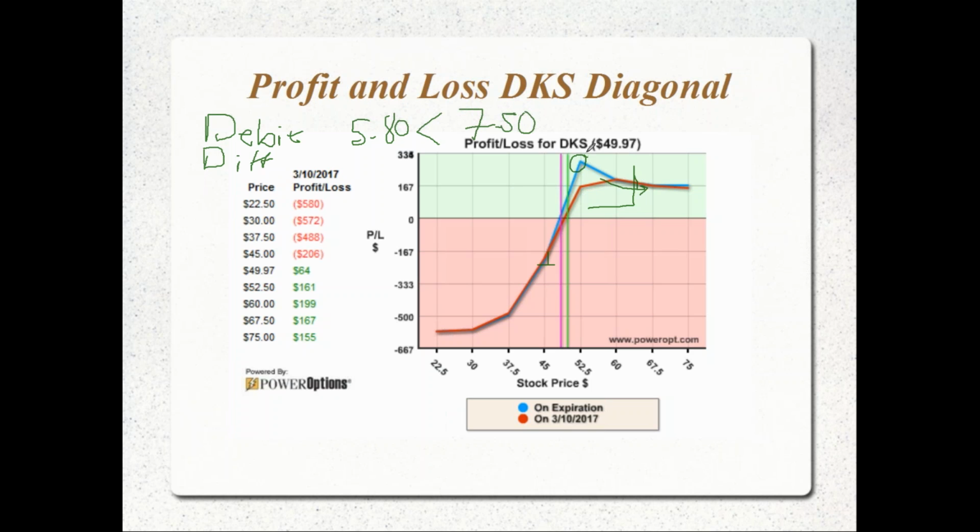Why? Well, it's because the delta here is going to 1. And this one hasn't reached 1 yet, just as we saw before, but it doesn't go back into a loss. We have a much wider range of profitability to the upside, in fact, infinite to the upside.